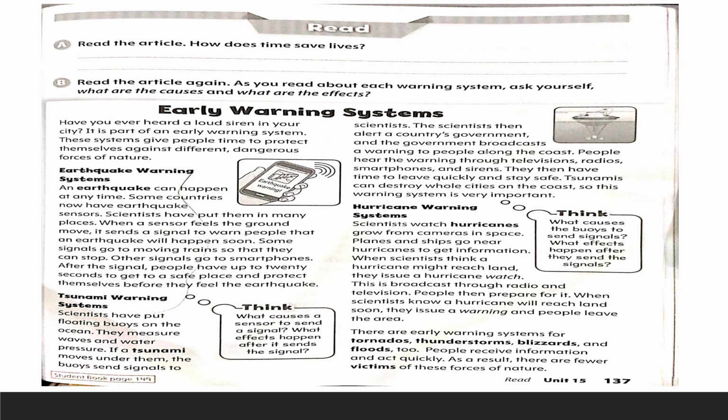Okay, second one we have is tsunami warning system. Scientists have put floating buoys on the ocean. They measure waves and water pressure. If a tsunami moves under them, the buoys send signals to scientists. The scientists then alert a country's government, and the government broadcasts a warning to people along the coast. People hear the warning through televisions, radios, smartphones, and sirens. They then have time to leave quickly and stay safe.